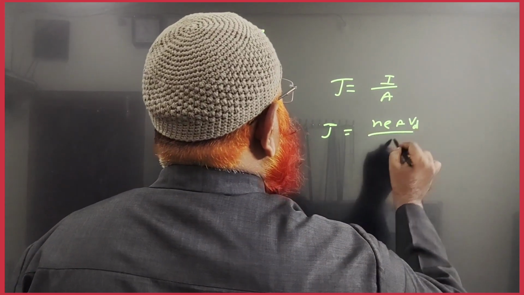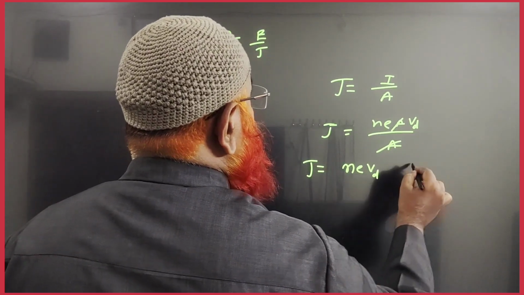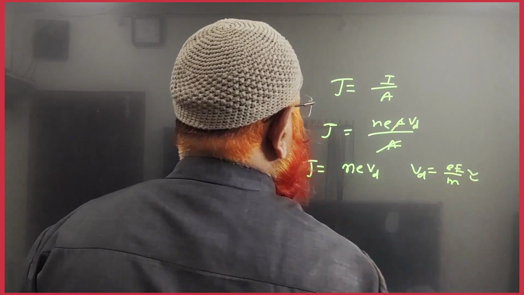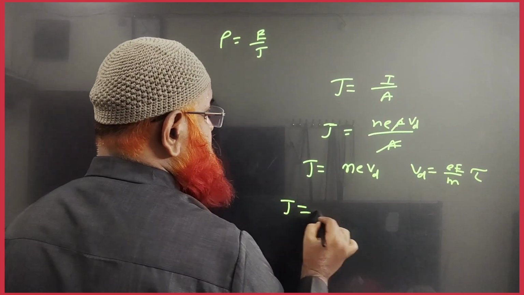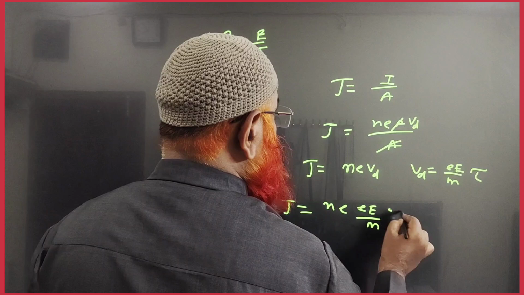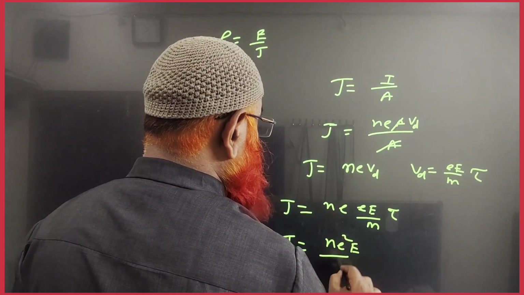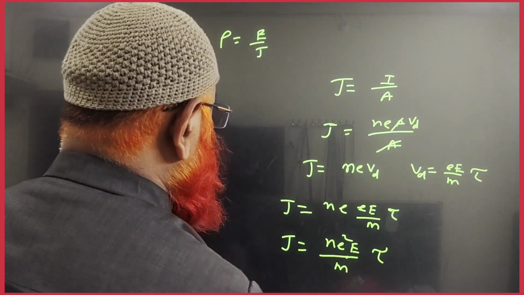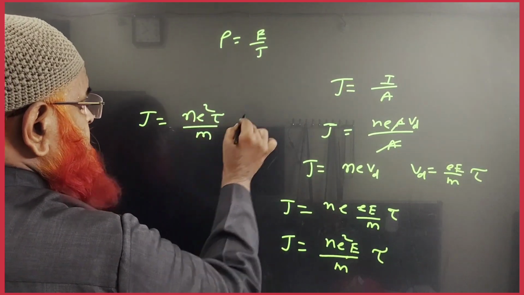Divided by A, the A gets cancelled. So J is nothing but n e Vd, and we got Vd as e into capital E by m into tau. Substituting this, current density is n e square E tau by m. So from this it is understood that J is n e square tau by m into E.